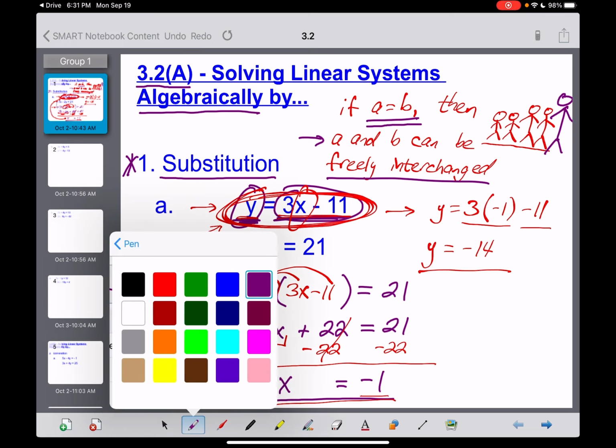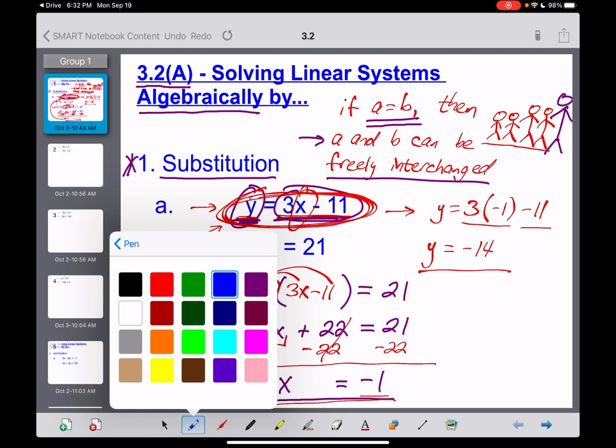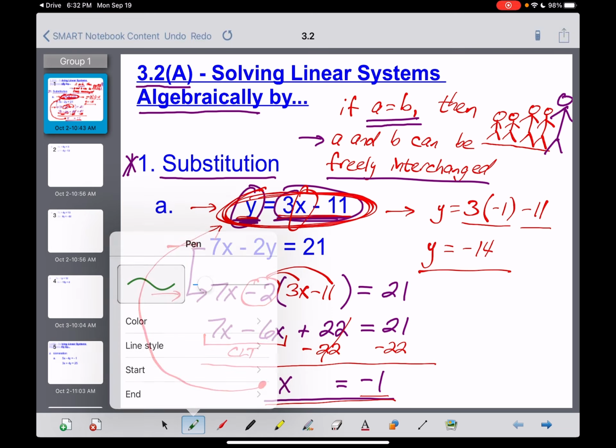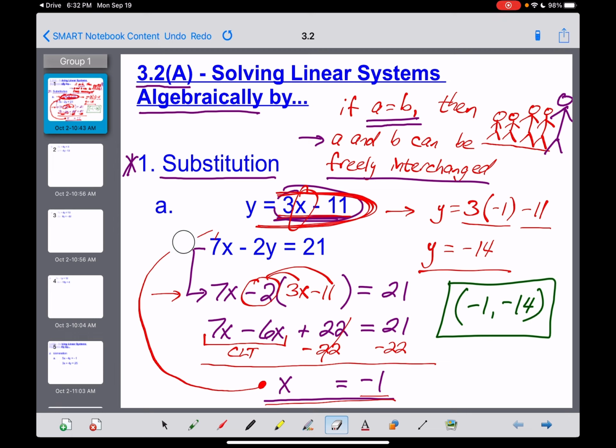So let's put it all together here, guys. Our solution, we did blue already. Let's do a nice dark green right there. So our solution then is the ordered pair. My x coordinate is negative 1. My y coordinate is negative 14. That should be the one and only ordered pair that satisfies not just one, but both of the equations in this system. And let's check that real quick before we go any further here, guys.